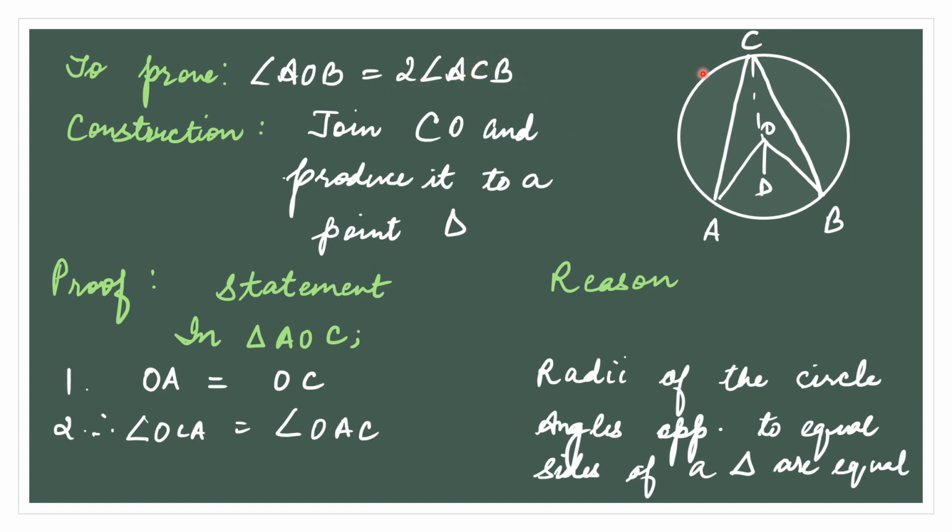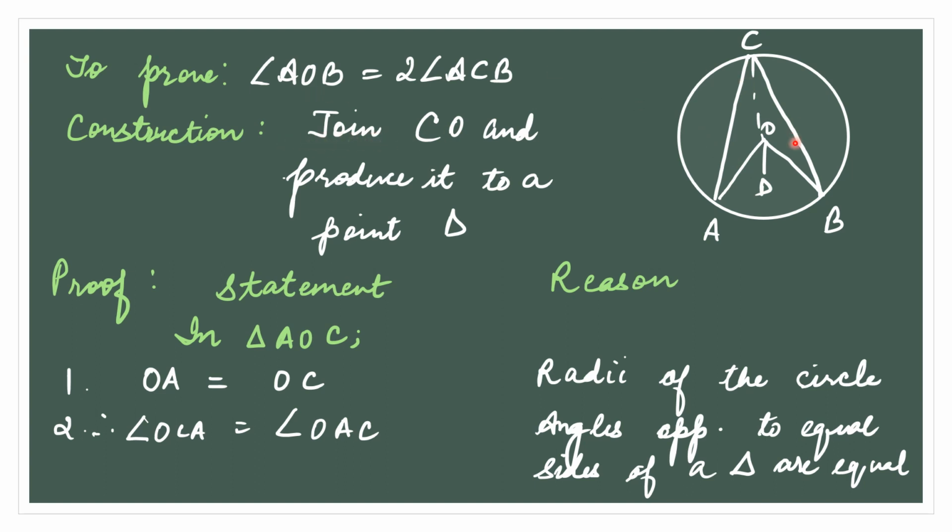First, let us see the circle. This is one chord AC, this is the second chord BC, and this is the center O. We join OA and OB, which are radii of the circle. We also join C and O, which is also a radius. So OA, OB and OC are all equal, and we extend the line from C through O to a point D.